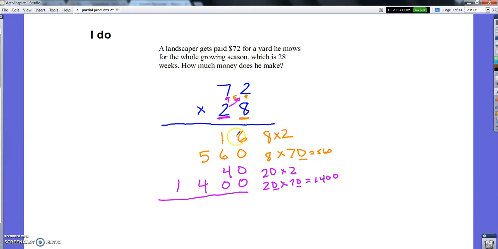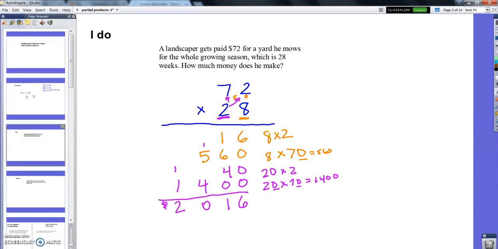Now, here are my partial products. 16 is a partial product, 560 is a partial product, 40 is a partial product, 1400 is a partial product. So now I'm going to take my four partial products, and I'm going to add those together. And our diligent landscaper is going to make $2,016 from his yard mowing. So that's my partial products method. Very similar to when we did times one digit, but I've got to deal with my tens place.